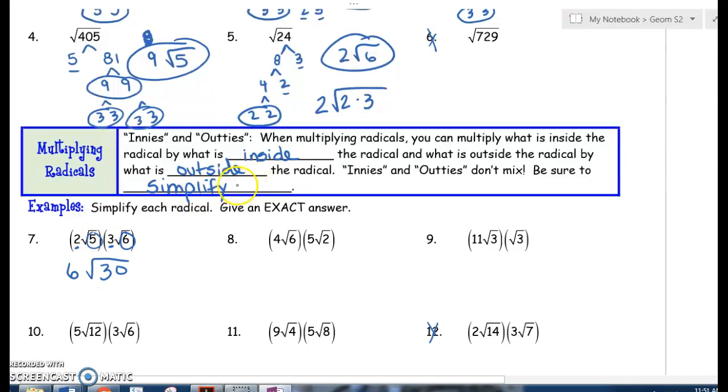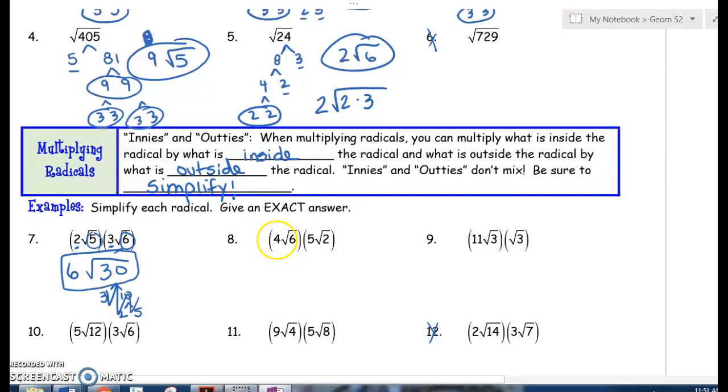And then you want to make sure that you simplify. If you can break down the 30 and get some perfect squares out, you can do that. 30 is not going to break down. We don't have any pairs. 3 times 10, 10 breaks down to 2 times 5. There are no pairs here. So the answer is just going to be 6 root 30. But if you can pull out any perfect squares and simplify, do so.